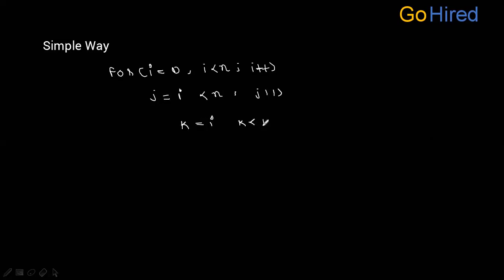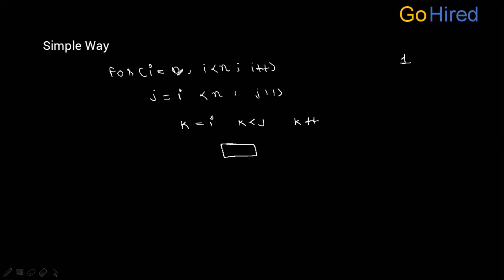So it can be in this way that you are writing it down. For I equals to 0 to I less than n, I plus plus. Then for j equals to I to j less than n, j plus plus. And for k equals to I to k less than j, k plus plus, you are printing your array. So what happens is for I equals to 0, your j is equal to 0. So that means your answer is 1.